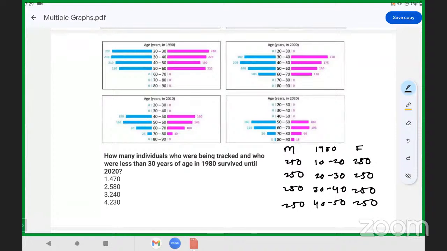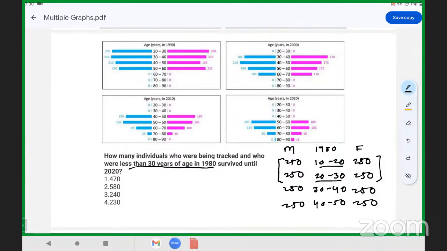Okay. So now, what is the question given over here? How many individuals who were being tracked and who were less than the age of 30 years in 1980? So less than the age of 30 years in 1980, which means people who were of 10 to 20 age and 20 to 30 age. So this 250, 250, and again for 20 to 30, 250. So 1000 ka sample. We have this 1000 people who were below the age of 30 years in 1980.